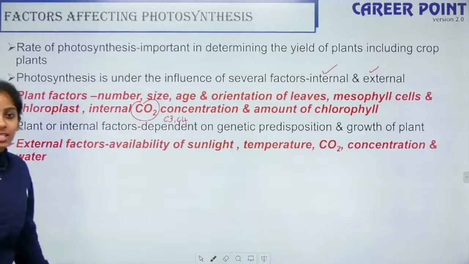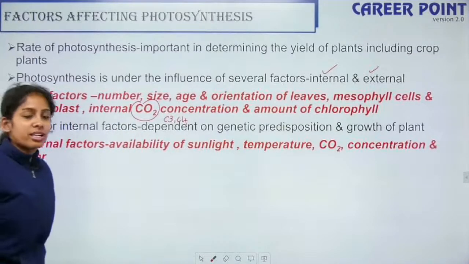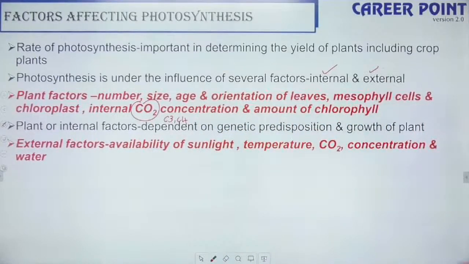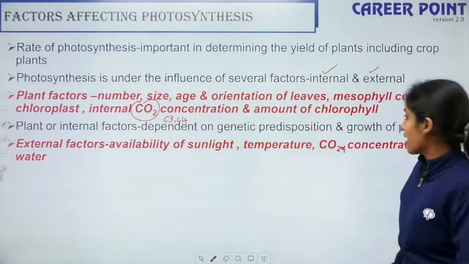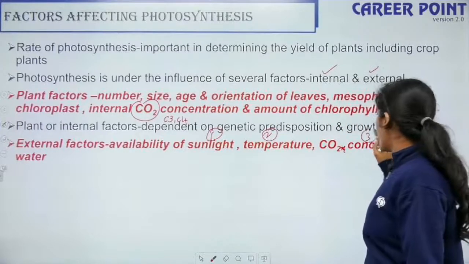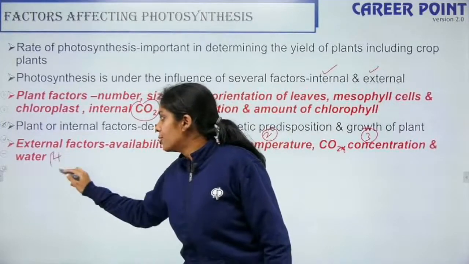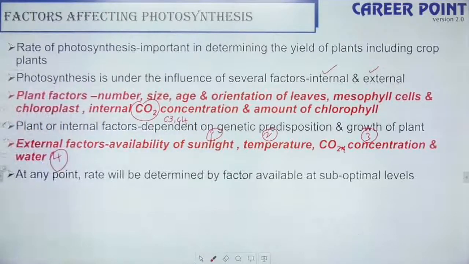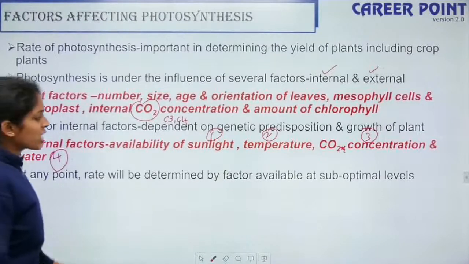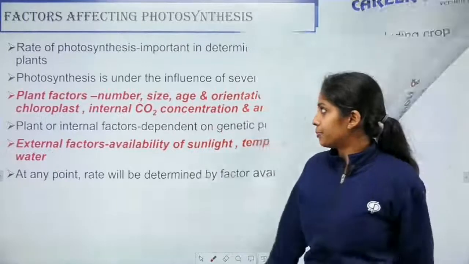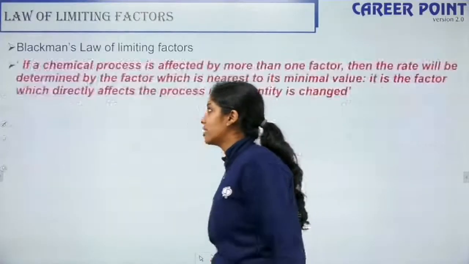But you have a number of external factors like the availability of sunlight, the temperature, the carbon dioxide concentration, and water, etc. Right? So you have 4 factors: 1, sunlight; 2, temperature; 3, carbon dioxide concentration; and 4, water. These are by far the most important external factors that affect the process of photosynthesis. At any point, the rate will be determined by the factor that is available at suboptimum levels, for which we have the law of limiting factors.